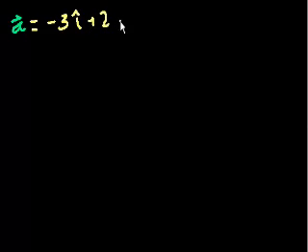Let's call the first vector A. Let me do a different color. This toothpaste color is getting monotonous. Let me do something that looks relaxing. So let's call the first vector A, and let me make it interesting. Let me say it's minus 3 times the unit vector i plus 2 times the unit vector j.